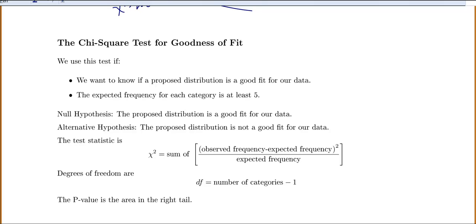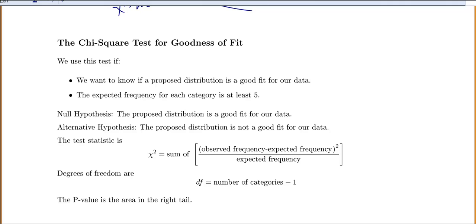The null hypothesis is that the proposed distribution is a good fit for our data. The alternative then would be that the proposed distribution is not a good fit for our data. And those will always be your null and alternative. It's not changing. The null is always that the distribution is a good fit. The alternative is that the distribution is not a good fit.